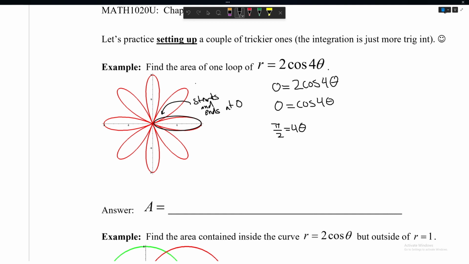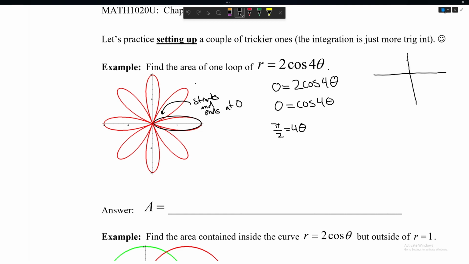Now the thing is, as you guys know, there are multiple thetas, because look at all these loops. She says we have one loop. So what if she said, I want this loop? The area will be the same. But if you want to find it exactly, you can graph it here.